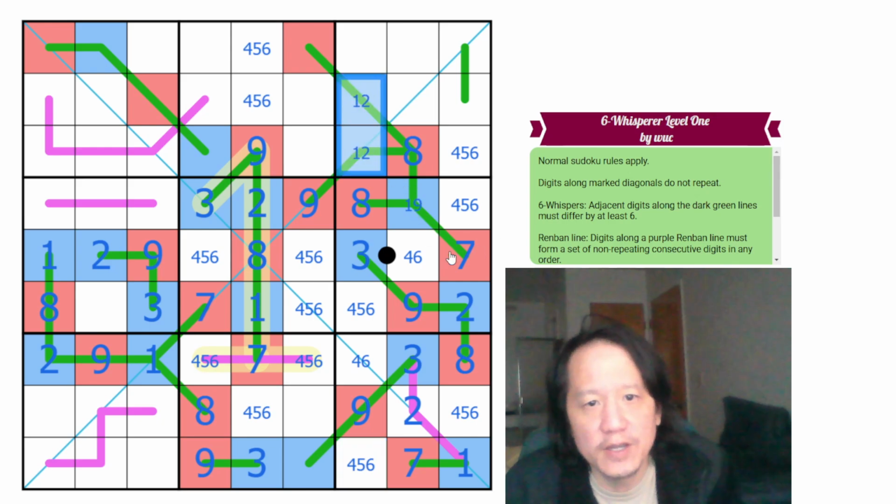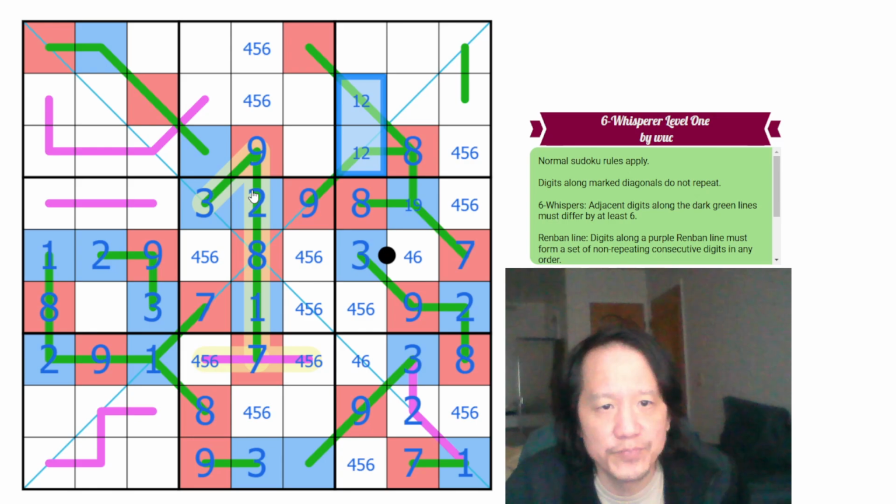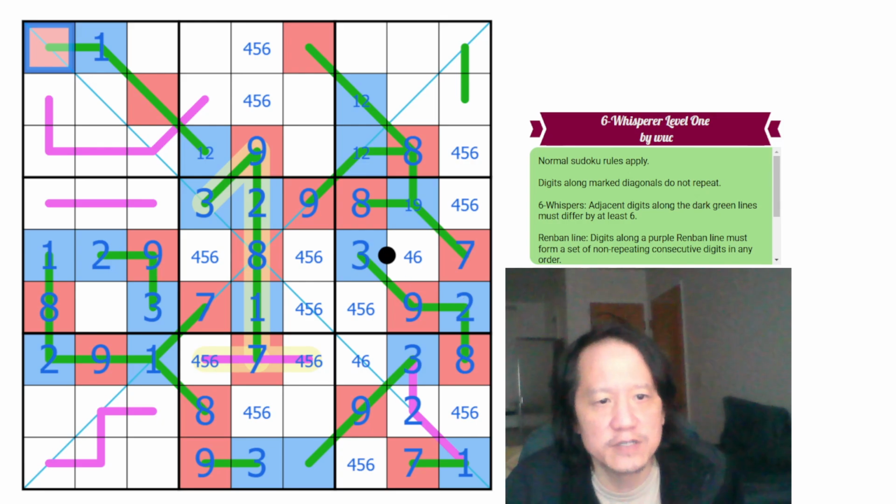Well, these cannot be 8 or 9 because it's 1, 2. This cannot be 3, so this is 1 or 2. This can't be 2, so in the 6 whisper line, 2 unique digits, so this must be a 1, which must be next to 7, 8, or 9. This could be 7 or 9, and this could be 7 or 8.